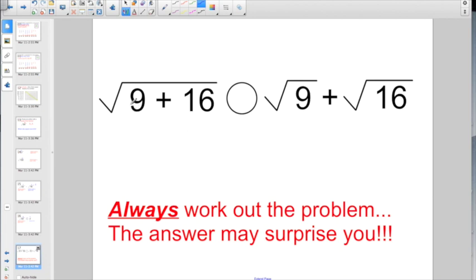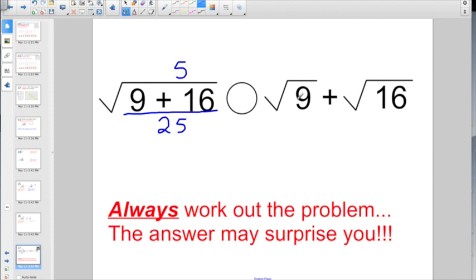Here I have the square root of 9 plus 16 compared to the square root of 9 plus the square root of 16. But I assure you, they are not equal. Let's try this first one. 9 plus 16. Well, 9 plus 16 is 25. So this problem is essentially saying, what is the square root of 25? What number times itself is 25? Well, that answer is 5.